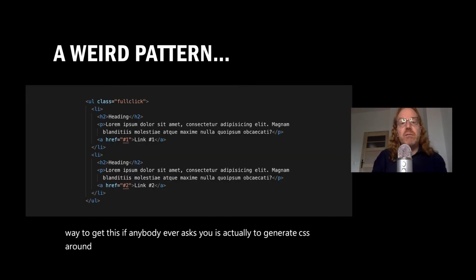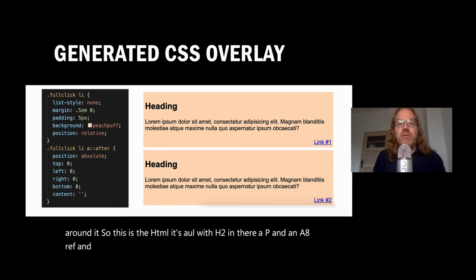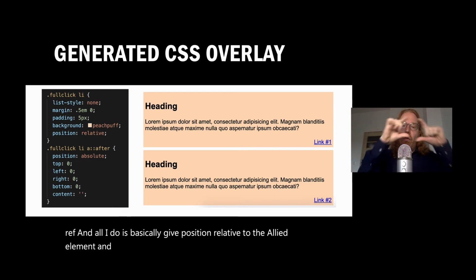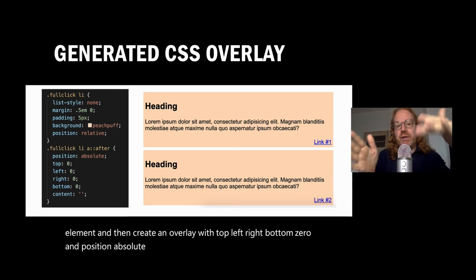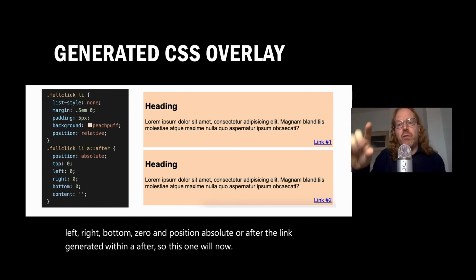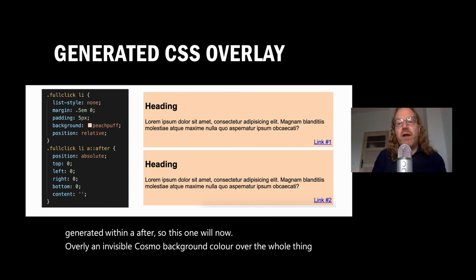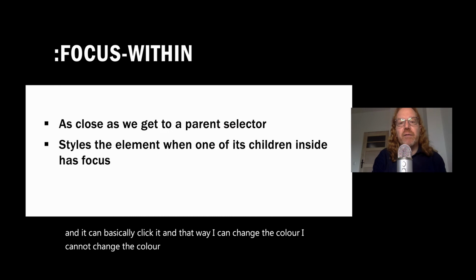So this is the HTML. It's a UL with an H2 in there, a P and an A href. And all I do is basically give position relative to the li element and then create an overlay with top, left, right, bottom 0 and position absolute on the link, generated with an A after. So this one will now overlay an invisible layer, because there's no background color, over the whole thing, and I can basically click it. I cannot change the color, but I can follow the link if I click on it.